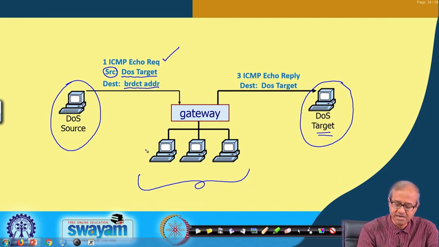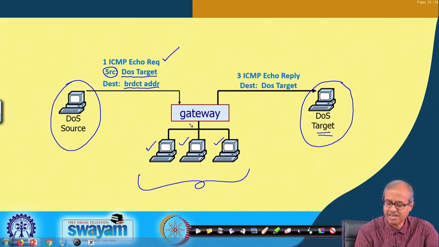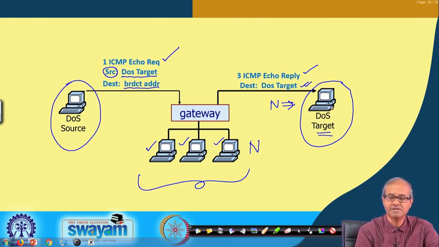So, it will reach all 3 computers, and they will all send echo reply packets, all targeted to the DOS target. There will be 3 ICMP echo responses with the destination DOS target. If there are n machines in this network, there will be n packets targeted to this victim. So, this is one simple way to overload a server with junk packets.